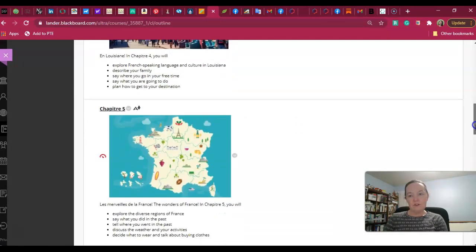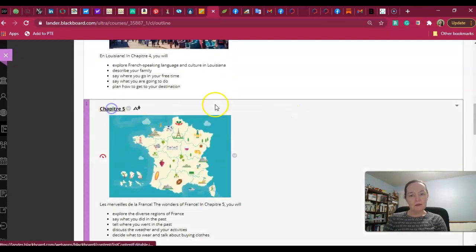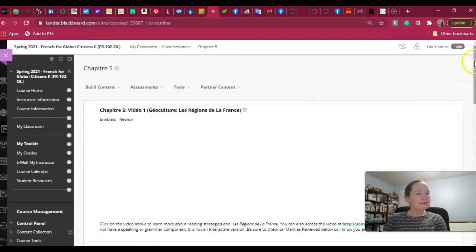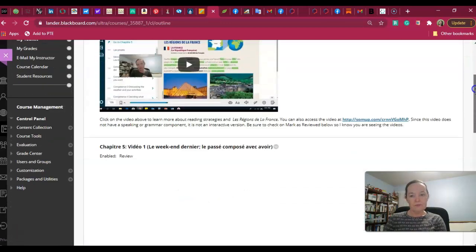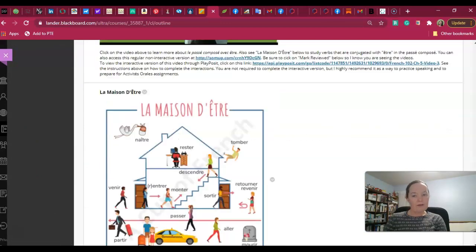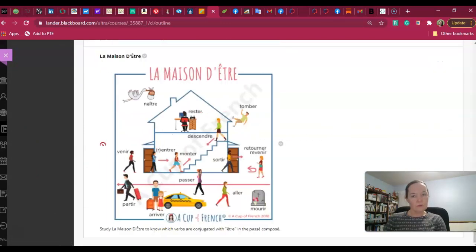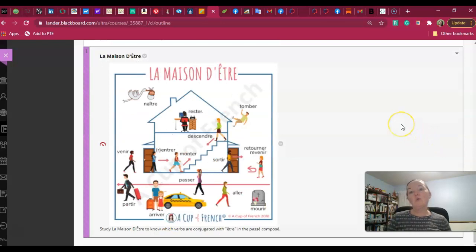and down to chapitre 5, you'll notice last week after I uploaded the third video, I included a graphic there for you. So this is a really great resource to study which verbs take the verb être when you conjugate them in passé composé. So as it says here, study la maison d'être, the house of être, to know which verbs are conjugated with être in the passé composé.